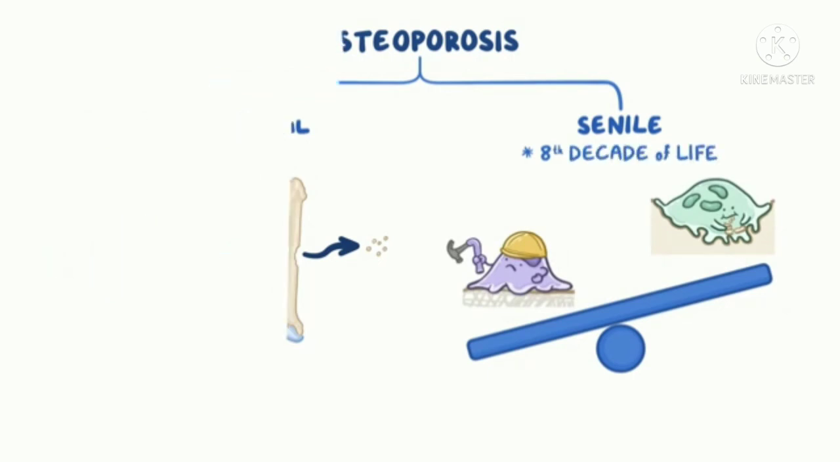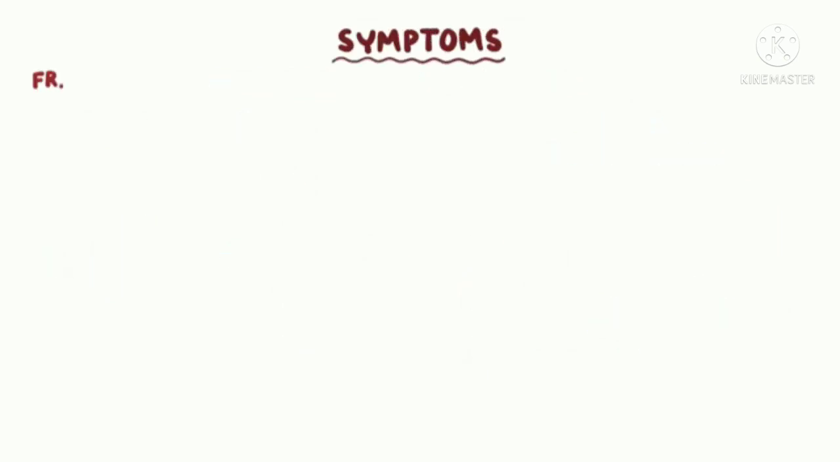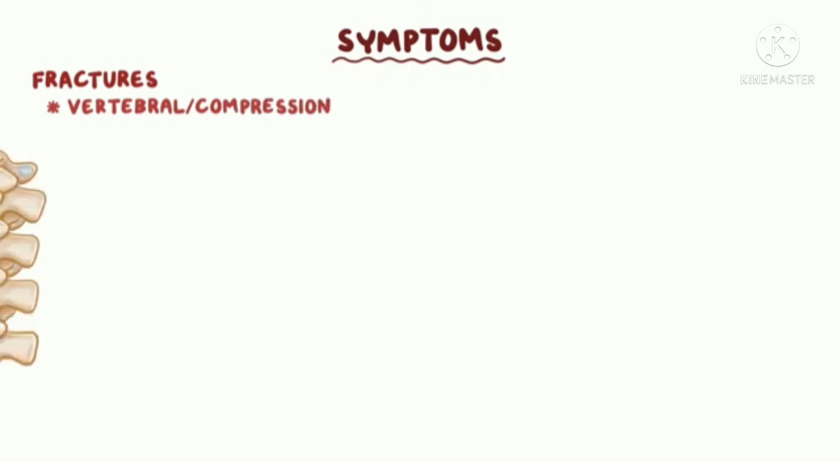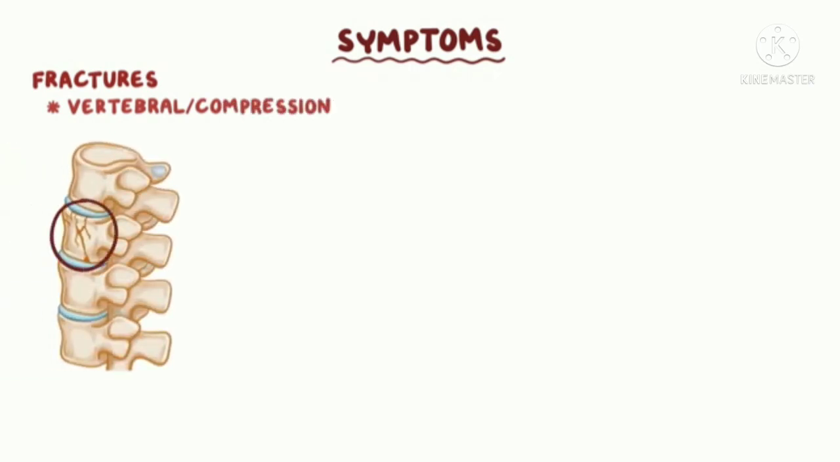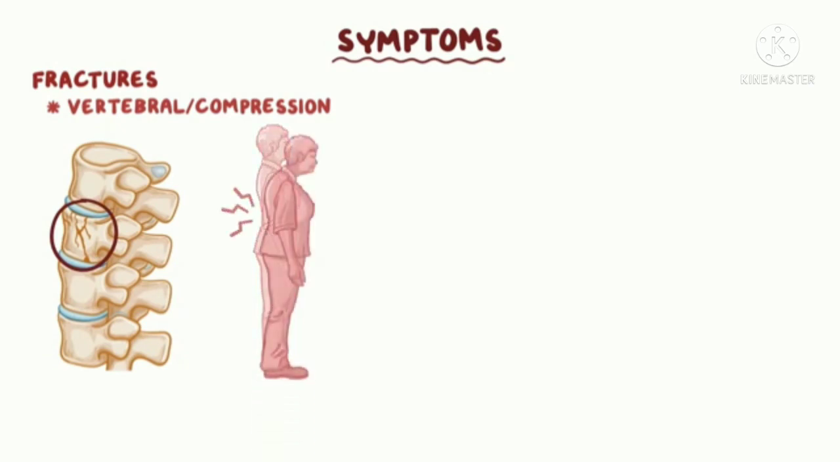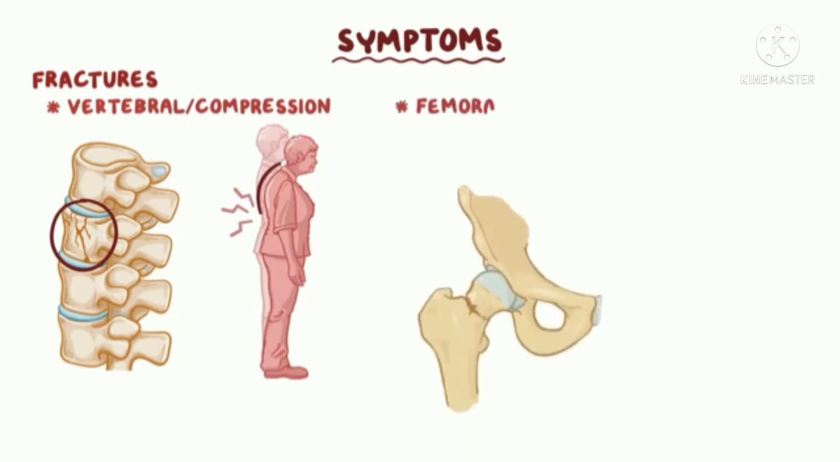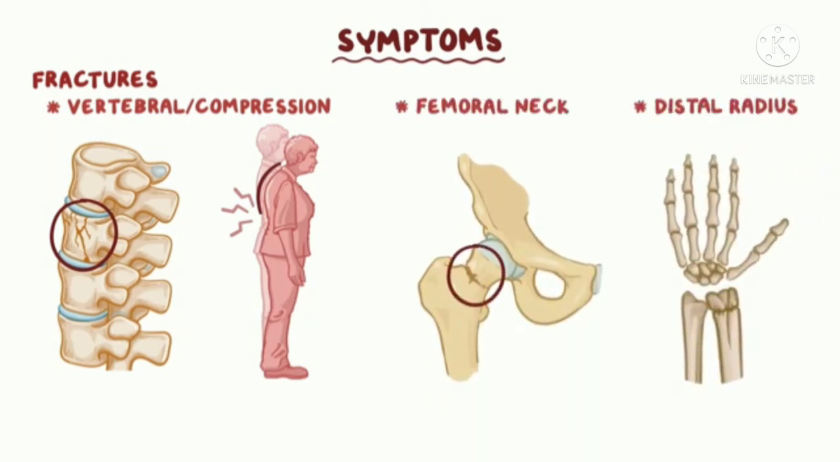People with osteoporosis don't usually have symptoms until a fracture occurs. The most common type of fractures are vertebral fractures, also known as compression fractures, and that occurs when one or more bones in the spine weaken and shatter. Vertebral fractures cause back pain, height loss, and a hunched posture. Femoral neck fractures and distal radius fractures can also occur, and they're often associated with postmenopausal osteoporosis.